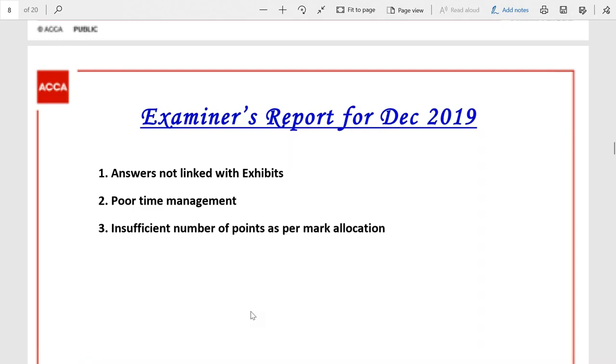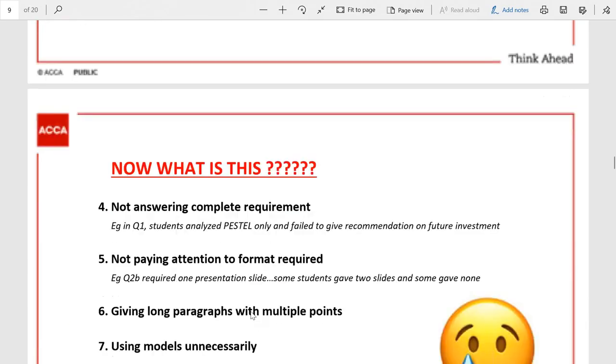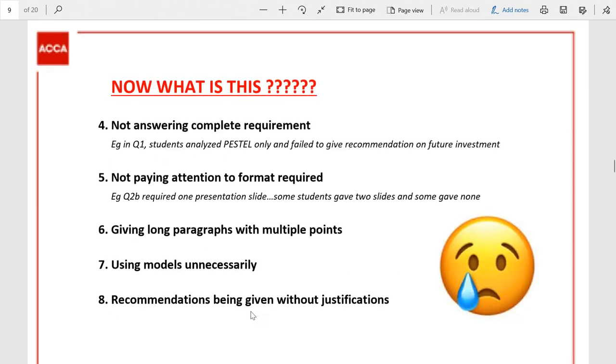Now get ready for a surprise. I repeat, get ready for a surprise. Now guys, what is this?